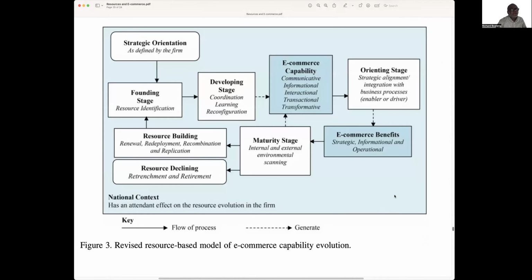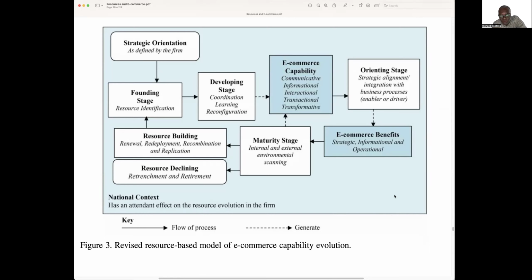Good. This is it. So the firm's assessment of the profitable opportunities in the market is what we call strategic orientation. That will guide the firm to pick the appropriate resource, and then lead to the developing stage, and then to e-commerce capability. And then it will lead to an orienting stage. That means that when you get the capability, you have to now align it with the firm's business and process. We didn't have that. And that will then generate the benefits.